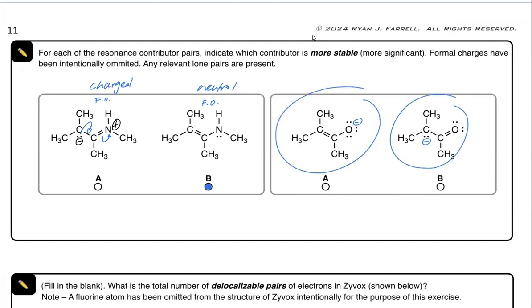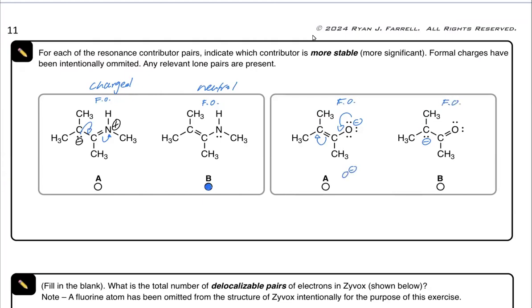To go from A to B, arrow pushing wise, we might track here that the oxygen is making a pi bond to the adjacent carbon, and we break the carbon-carbon pi bond, leaving that carbon negative. Each of the structures is full octet. So we move on to charge accommodation.